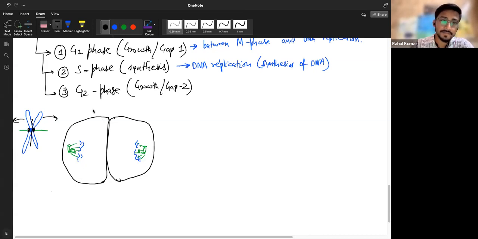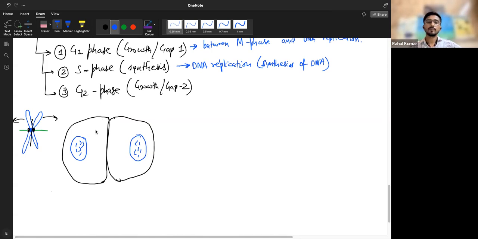Now in the next step, these are not required now. And all this DNA gets concentrated and they are single strand, like single nucleus. And then the nuclear membrane starts to appear again. This is called telophase. Clear? From one cell, we made two cells. Yes? Clear to all? Yes, sir.